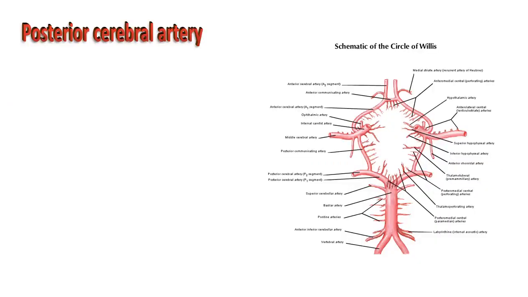Next, passing on to the posterior cerebral artery, the two terminal branches of the basilar. This is your basilar artery, which is formed by the union of two vertebral arteries. The basilar artery finally bifurcates into the posterior cerebral artery, the terminal branch of the basilar artery.